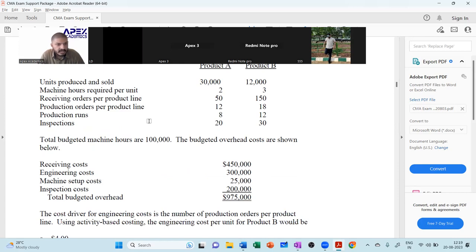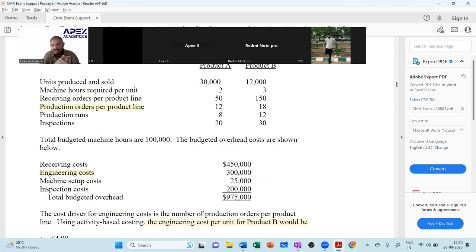Now, similarly, they are asking you the cost driver for the engineering cost is the number of production orders per product line. The rest, I can understand myself that production runs are going to drive machine setup cost and inspections are going to drive inspection costs, right? They're the drivers. Using activity-based costing, the engineering cost per unit of product B is how much? Of course, I am going to do the whole question for you, and break it down into various calculations.